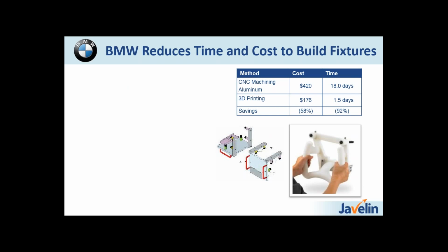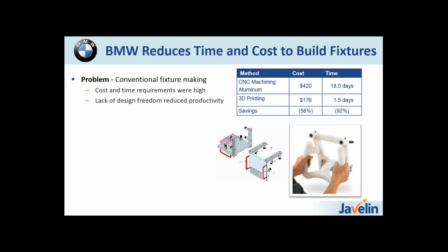hold this jig, and this weighed about 25 pounds. So you do this all day long, lift it up and put it in there, and start to compare. So their cost and time requirements are high. It's about $400 in 18 days to get a new one of these made. And because of the raw materials that were typically in stock, they really lack design freedom, which can reduce productivity.